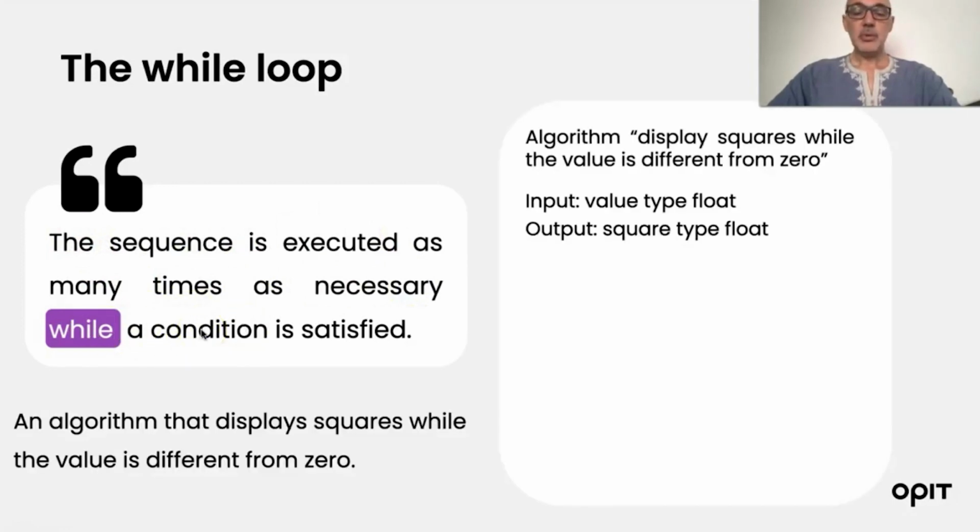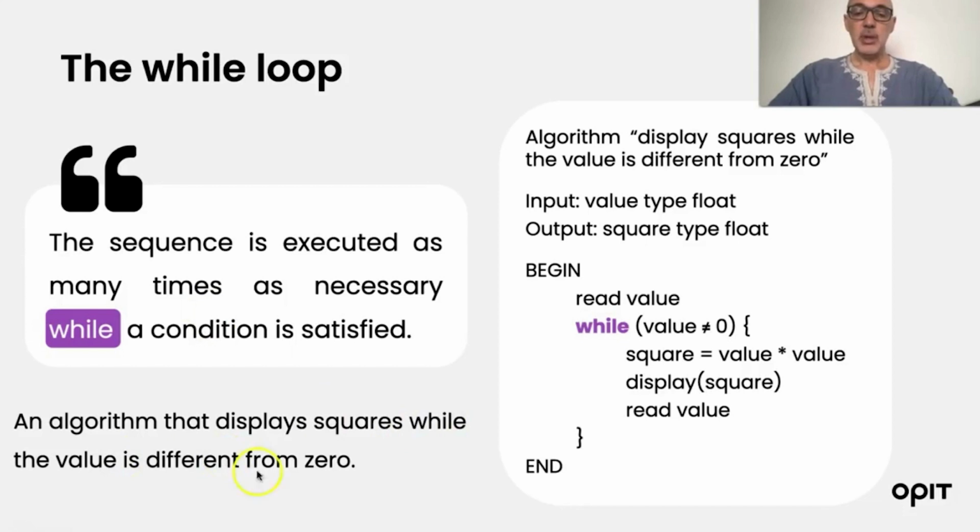If you remember this program that displays squares while the value is different from 0, it is written this way. You see that we have a while here, and we put between parentheses our condition, and we put the braces, and inside you can put as many statements as you need. The condition is at the end reconsidered and evaluated. In case it is true, we continue.